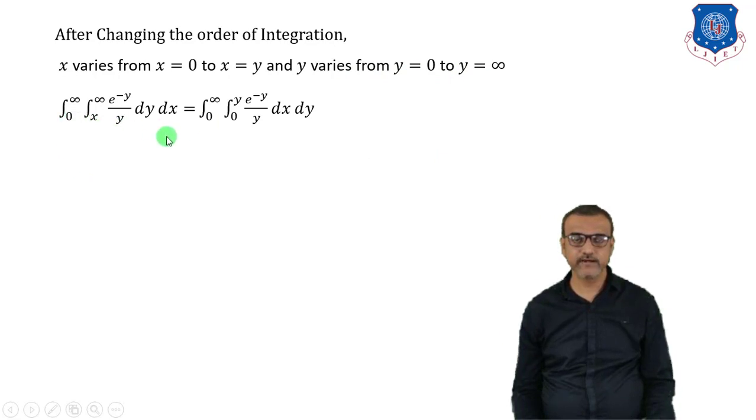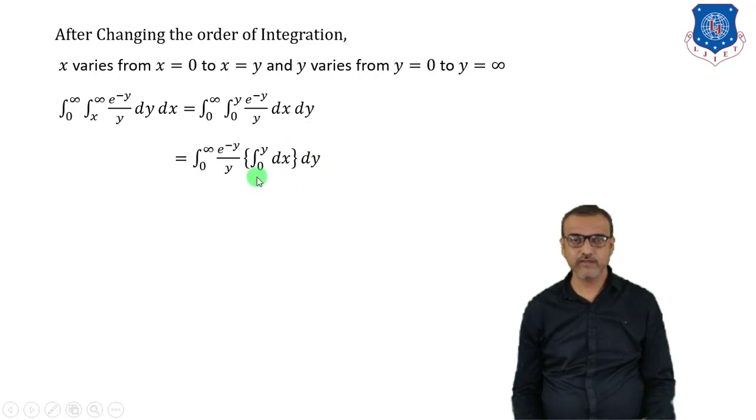So the given integral, from 0 to infinity, from x to infinity, e raised to minus y upon y dy dx, is equal to the integral after changing the order of integration: integral from 0 to infinity, which is the limit of y, and integral from 0 to y, which is the limit of x, of the same function e raised to minus y by y. Now this equals the integral from 0 to infinity of e raised to minus y by y, which is a constant, times the integral from 0 to y of dx dy.